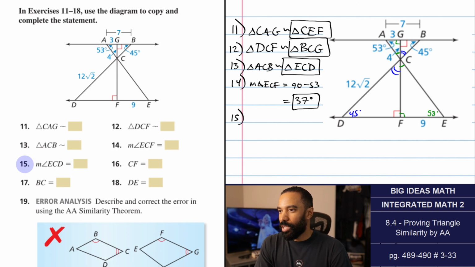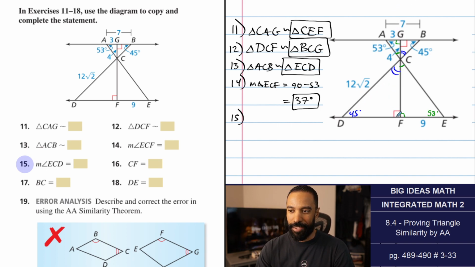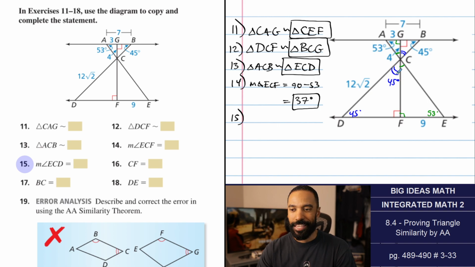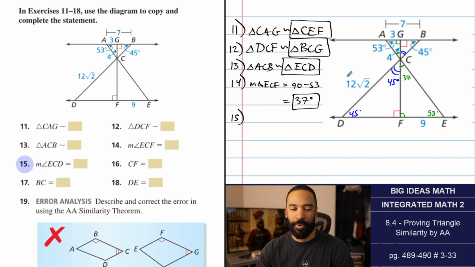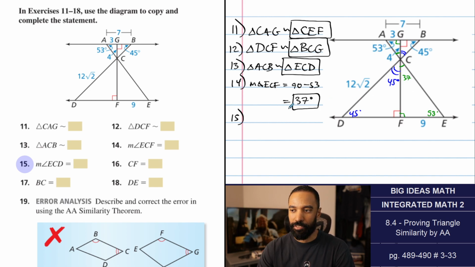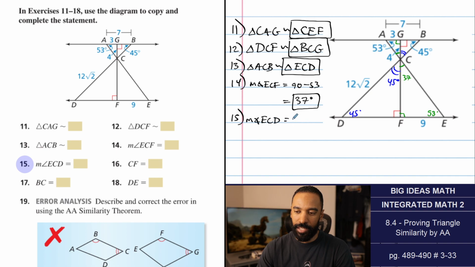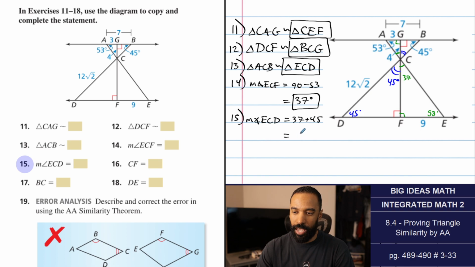So in a 45, 45, 90 degree triangle, this angle is 45 and this one is also going to be 45. 45 plus 45 is 90, plus 90 is 180. So that's 45. This one we just found out was 37. They want the measure of angle ECD, the whole thing, so we do 37 plus 45. The measure of angle ECD is 37 plus 45, which is 82 degrees.